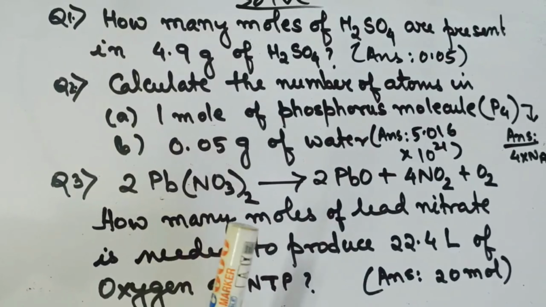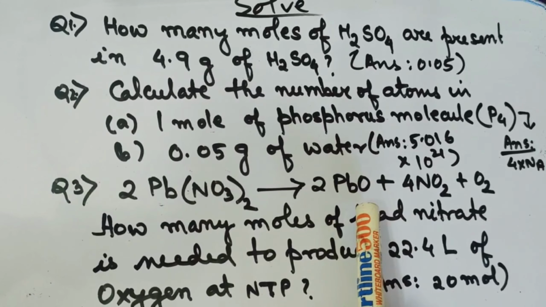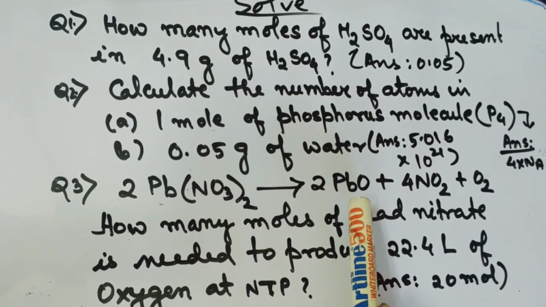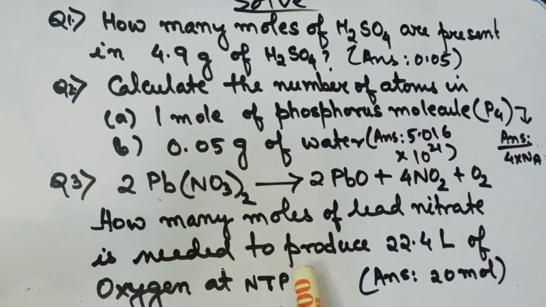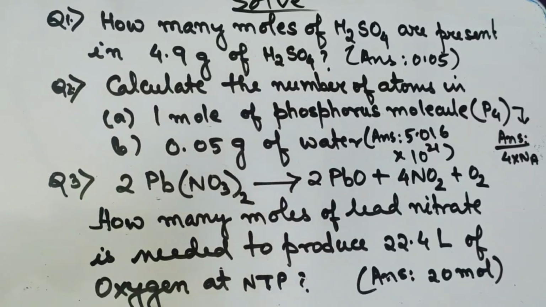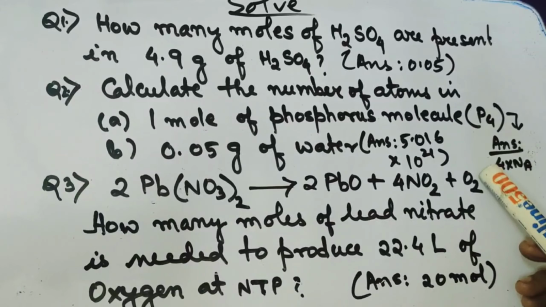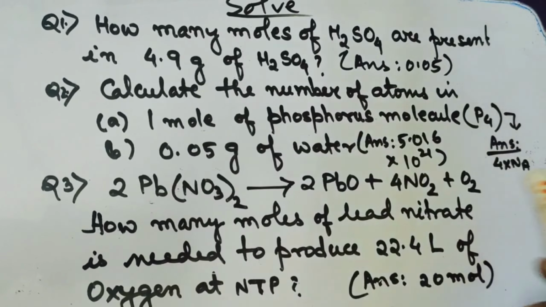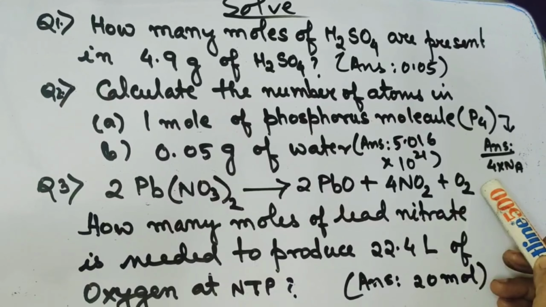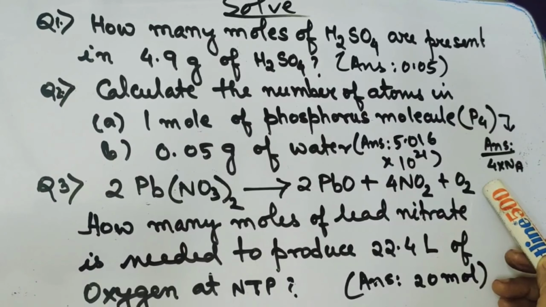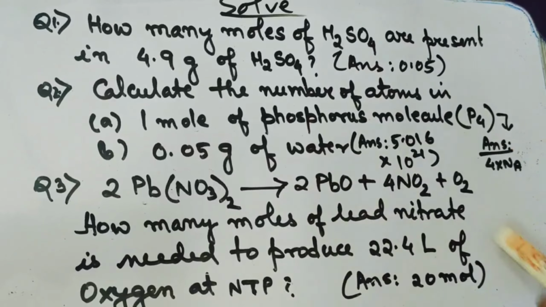Answers are given over here. Lead nitrate, this is the formula of lead nitrate. Decomposition, it's actually a thermal decomposition. So 2 PbO plus 4 NO2 plus O2 is the product. How many moles of lead nitrate is needed to produce 22.4 liter of oxygen at NTP? So here we can see 1 mole is produced from 2 moles of lead nitrate, and 1 mole of the gas corresponds to 22.4 liters. That's the molar volume. Yes, you can surely solve it and check your answers.